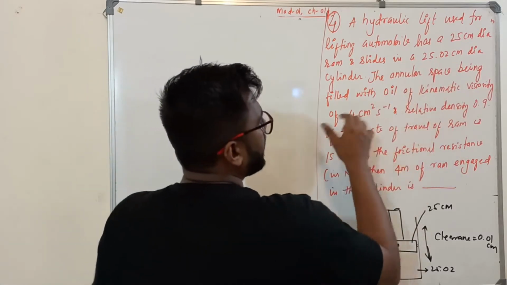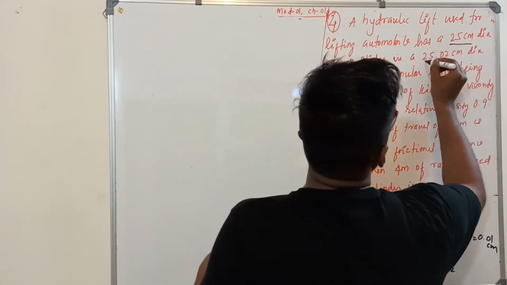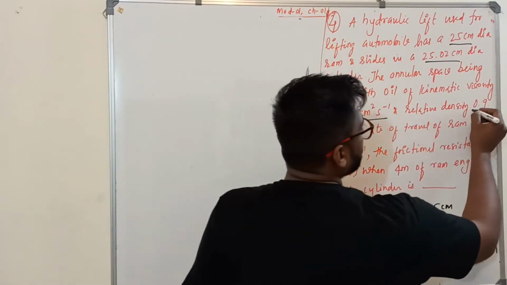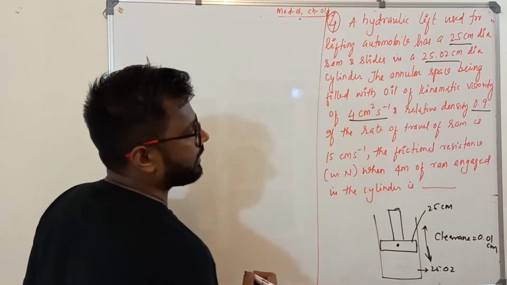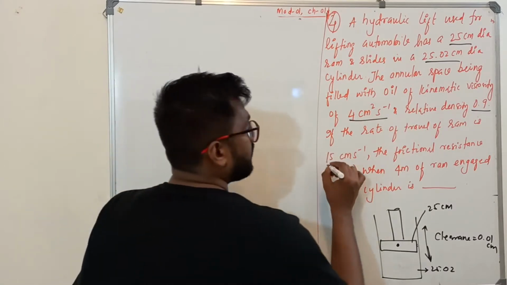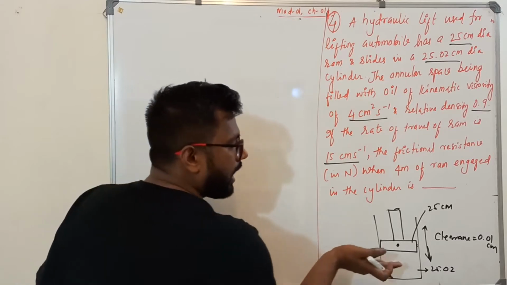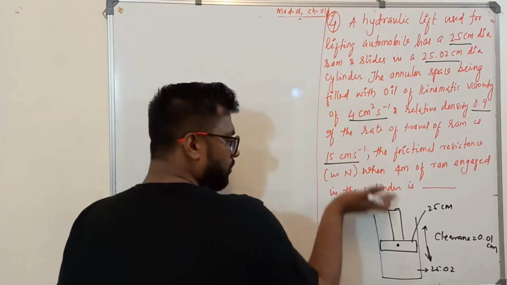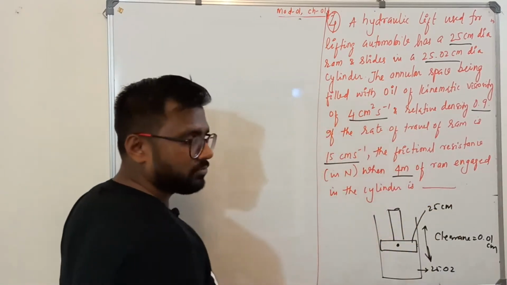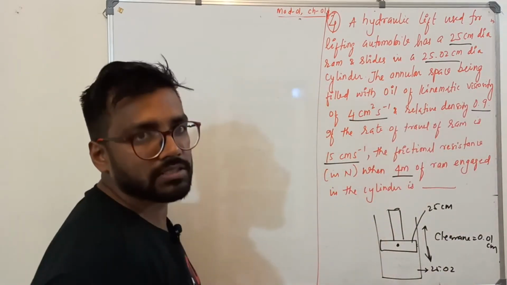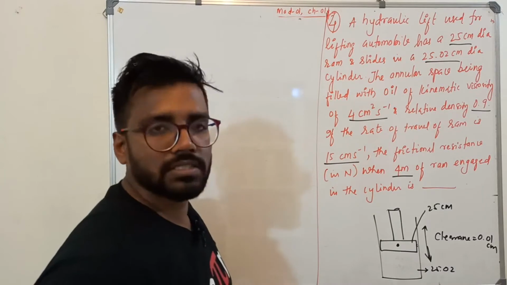Oil. The kinematic viscosity of the oil is given 4 centimeters square per second, that is Stoke, and the relative density is given 0.9. If the velocity of the ram is given 15 centimeter per second, and how much length it has moved, 4 meter it has moved, then what is the frictional resistance? F they have asked. What is the frictional resistance they have asked?